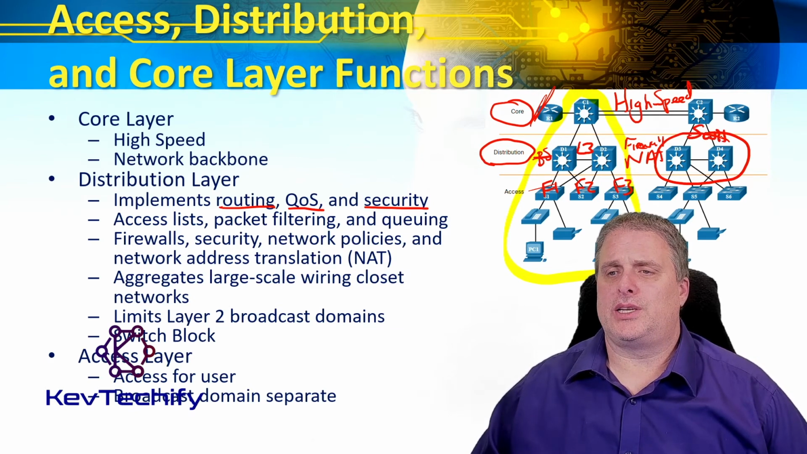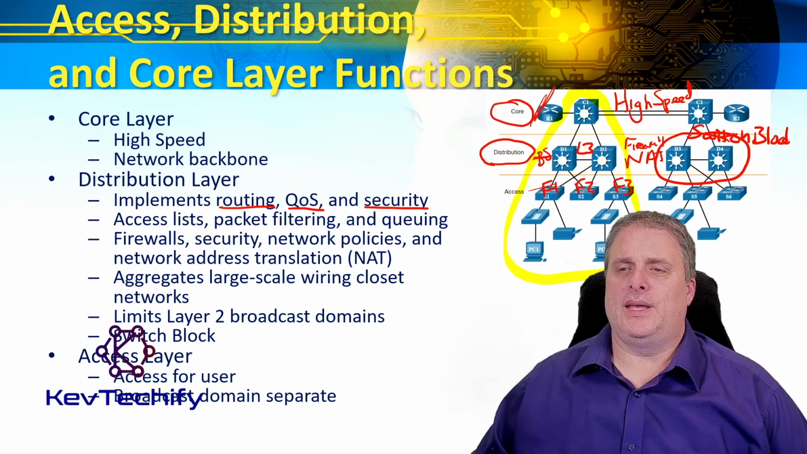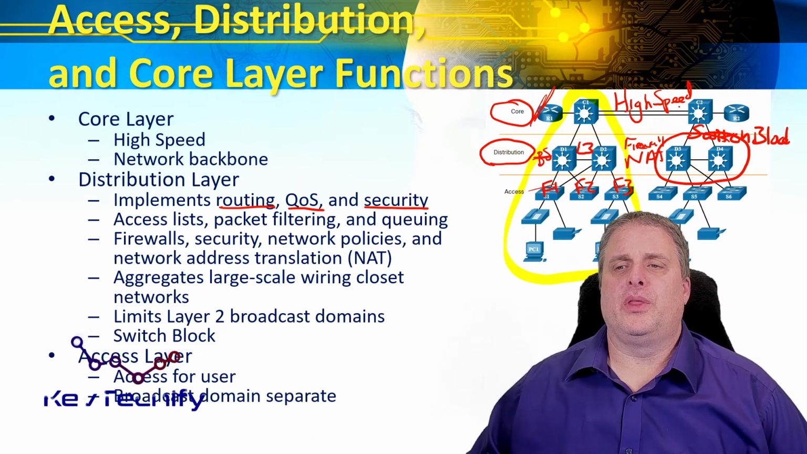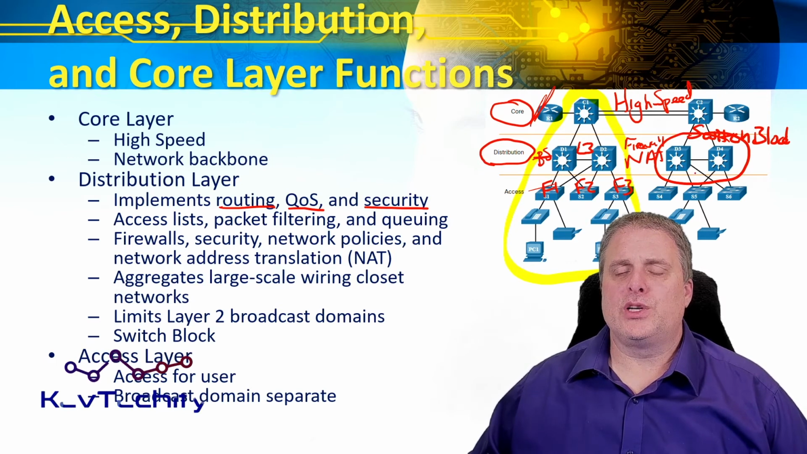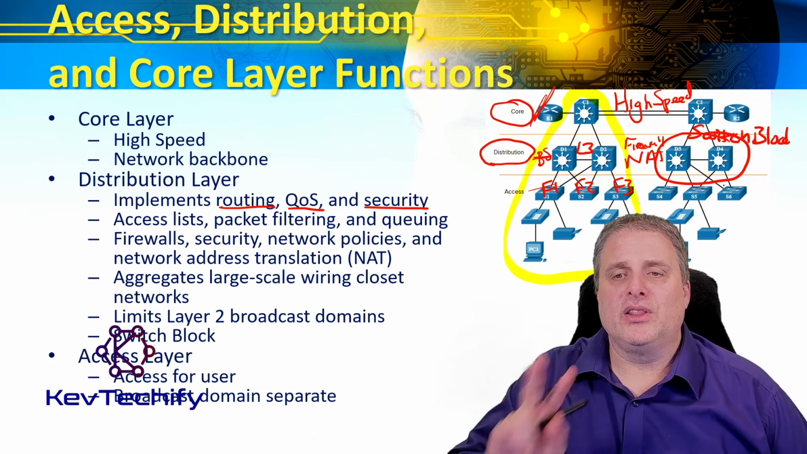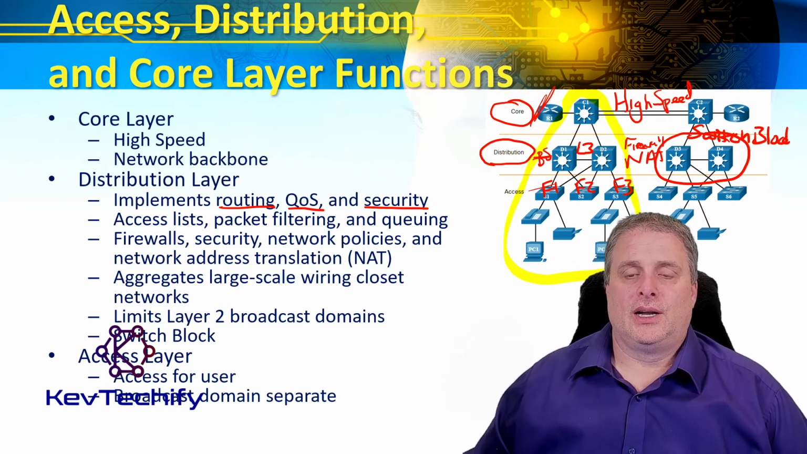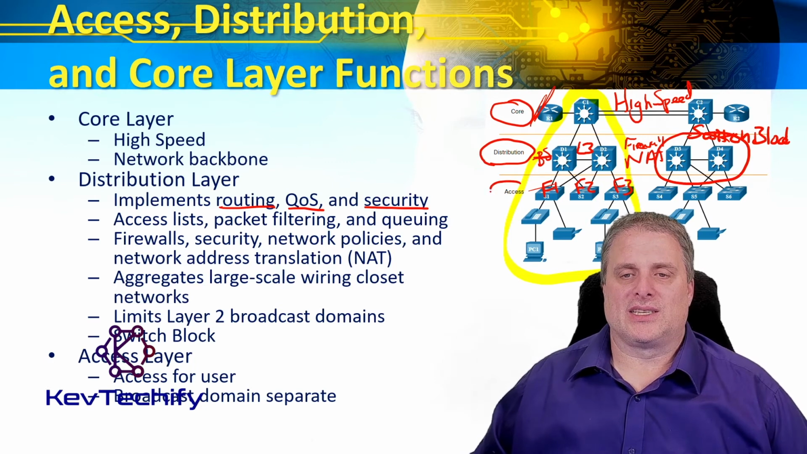These switches right here, when there's 2 or more, these are called switch blocks. This switch block is unique to this building. And this switch block only serves the devices below it, but you need to have at least 2 distribution devices there.